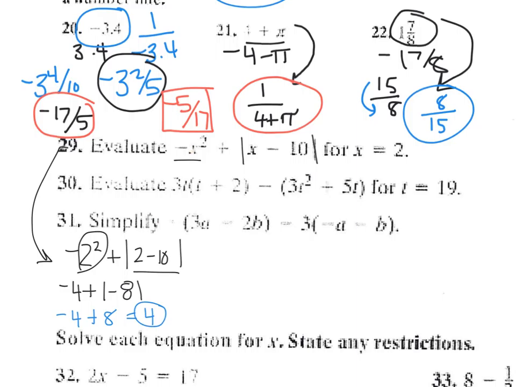So here, this negative is outside the x squared. You're not doing negative 2 times negative 2, you're doing 2 squared and taking the opposite of it.